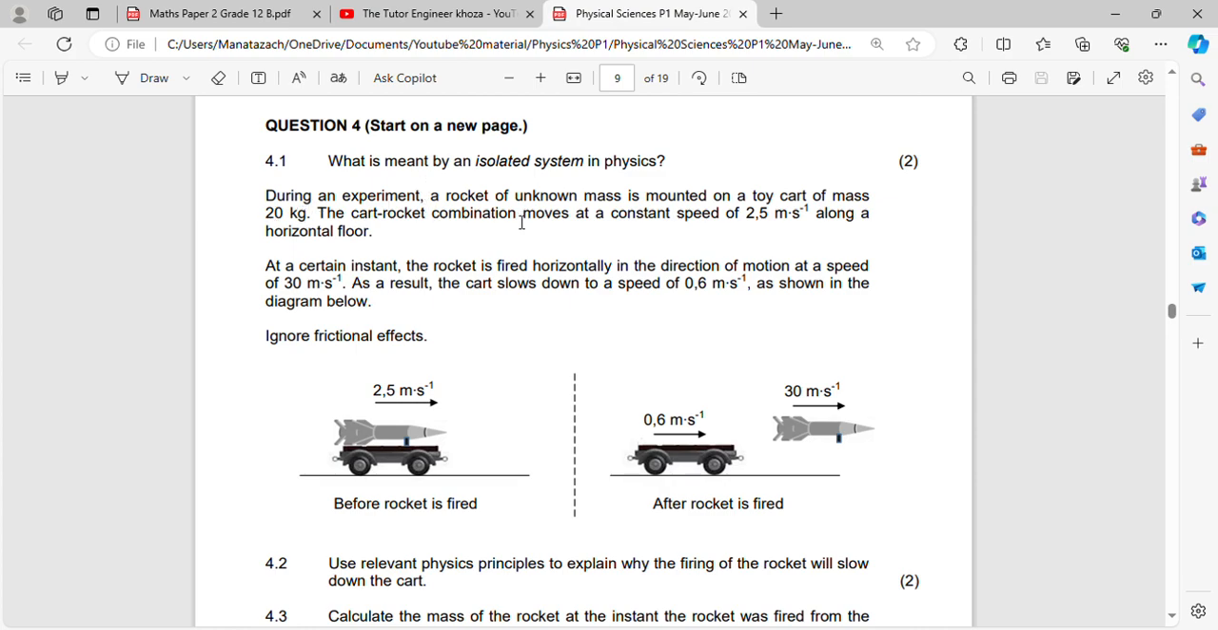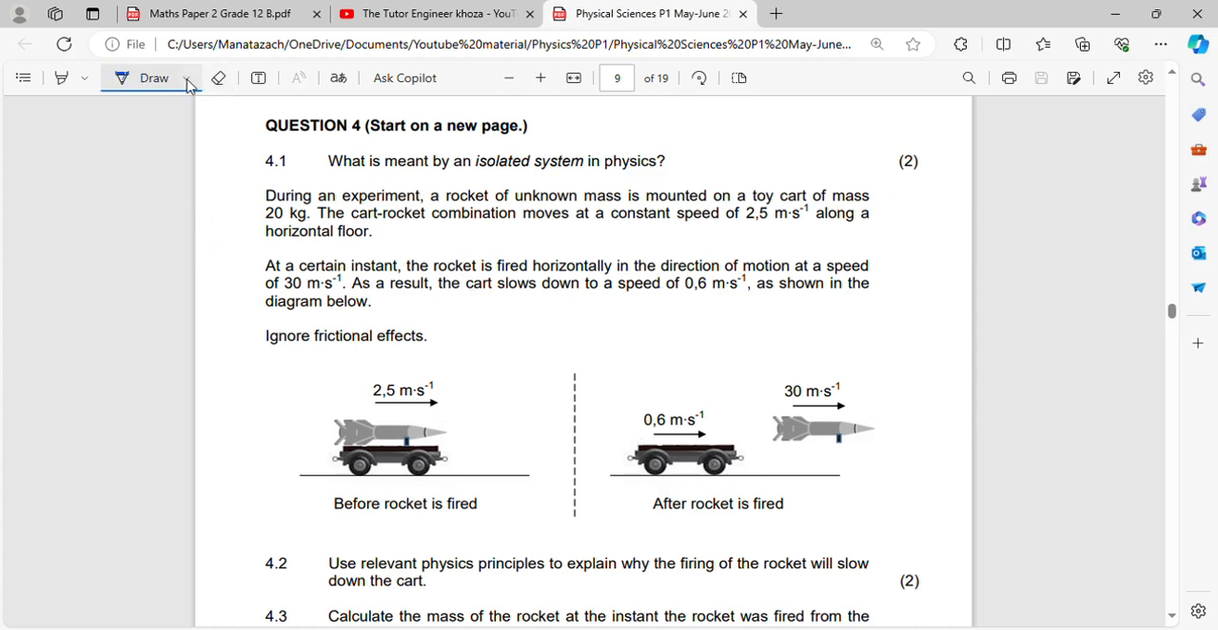During the experiment, a rocket of unknown mass is mounted on a toy cart of mass 20 grams. The cart-rocket combination moves at a constant speed of 2.5 meters per second along the horizontal floor. At a certain instant, the rocket is fired horizontally in the direction of motion at a speed of 30 meters per second.